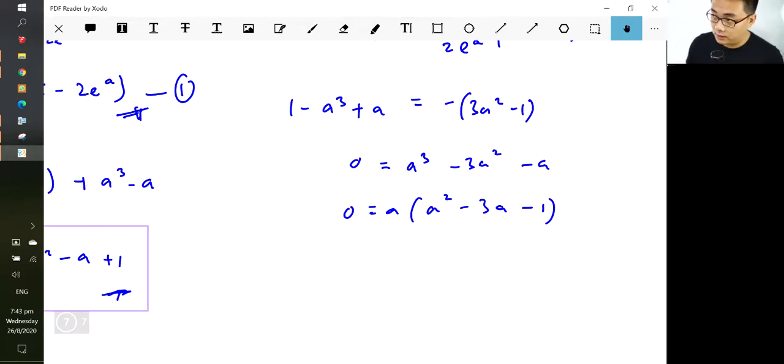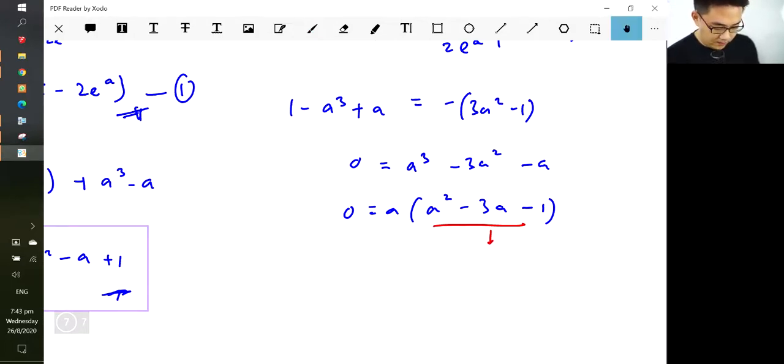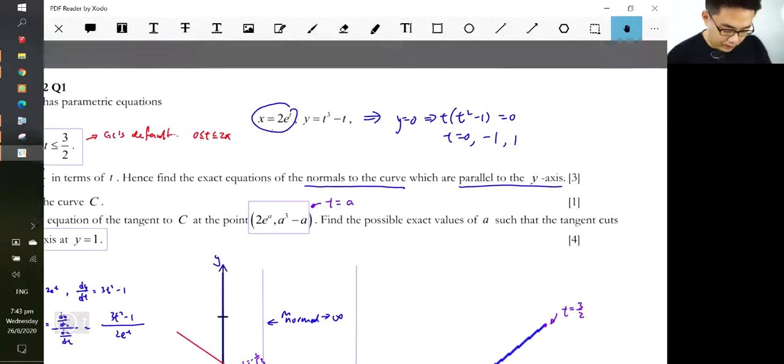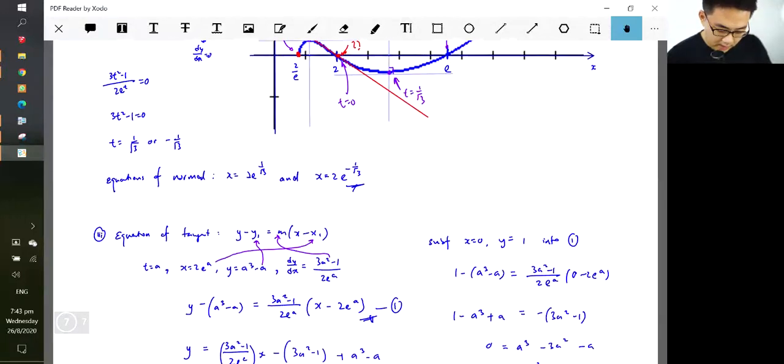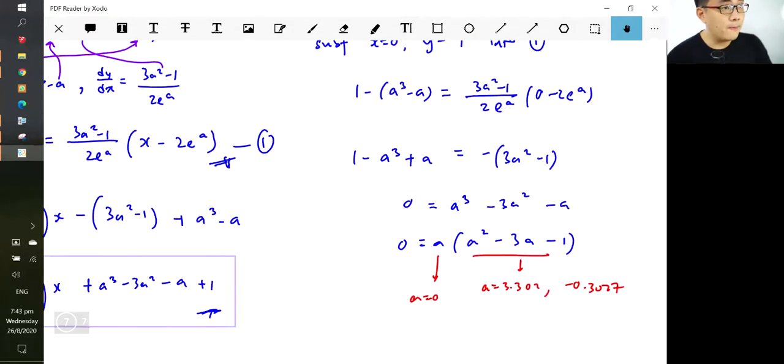Why do you reject the other one? That's a good question. I'll come back to that. So for this one, just use GC to calculate first. So from GC, you get 3.302 and the other one is minus 0.3027, whereas this A here is 0. Always check back.